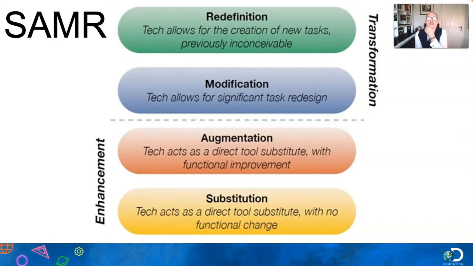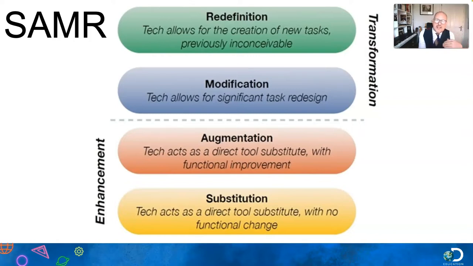But at the top of the row, we see redefinition, which is where the technology actually allows us to do things that were previously inconceivable. So examples there could be children making use of video recording material and actually creating their own videos collaboratively, having maybe collaborated first of all by writing the script, researching the information, gathering the visuals that they want to make use of, and then completely redefining the way that they can work in the classroom.